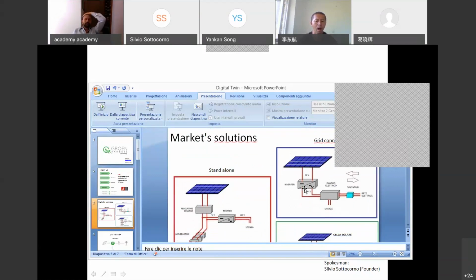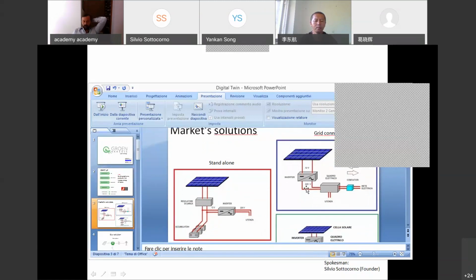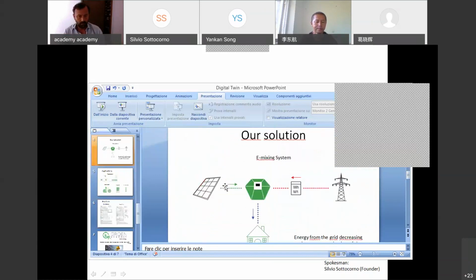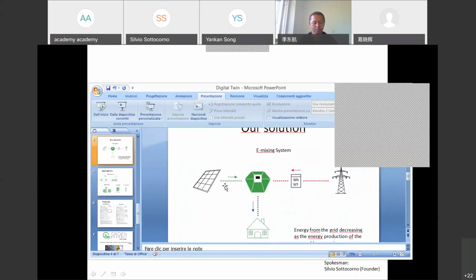A common feature of both configurations is that they require a lot of physical space to install the renewable generator. Our solution is a little bit different. We believe that it's important to increase the use of renewables. We have designed a product that can be used with any type of renewable generator in a simplified way, and it is in the instant self-consumption mode, defining a new configuration that we have called a mixing system.